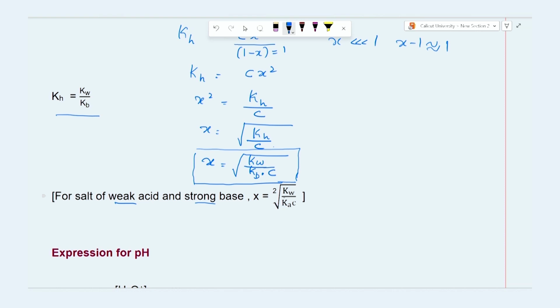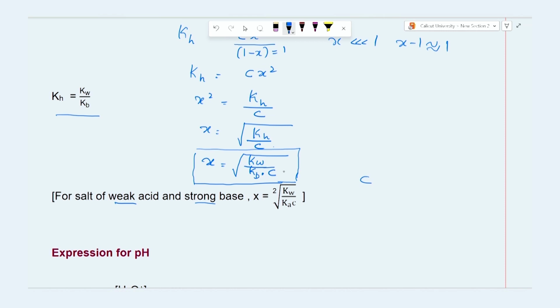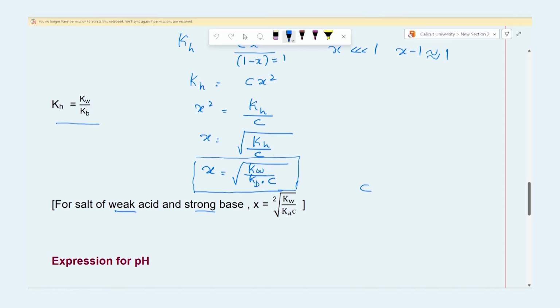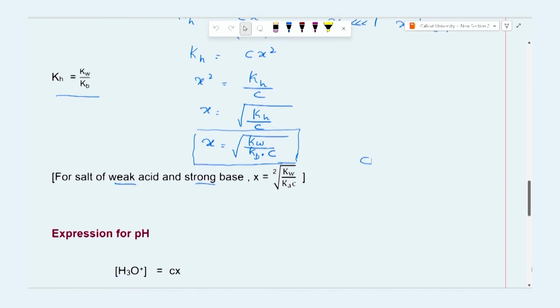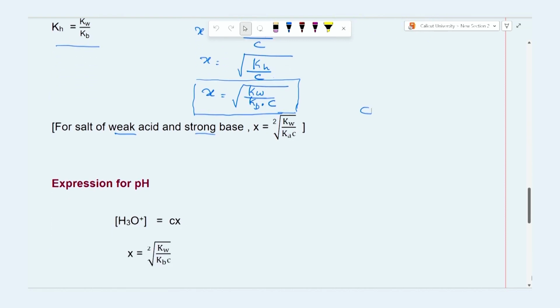Now, one more point, you can note that in both cases, whether it is weak acid and strong base, or strong acid and weak base, in any case there is a factor C involved in degree of hydrolysis, which means that degree of hydrolysis depends upon the concentration of the solution. Okay. Now, we will go for the expression of pH.